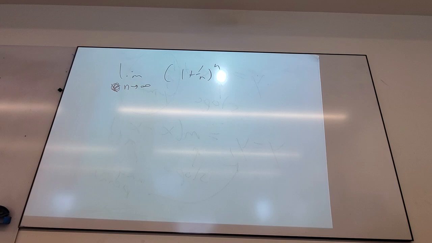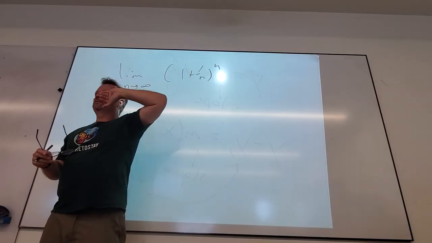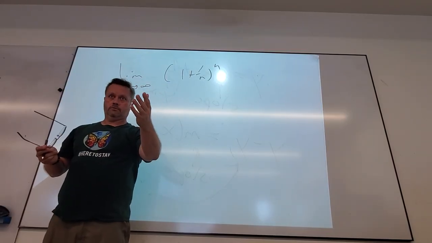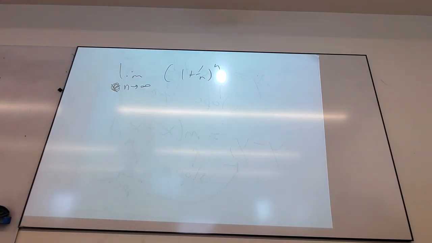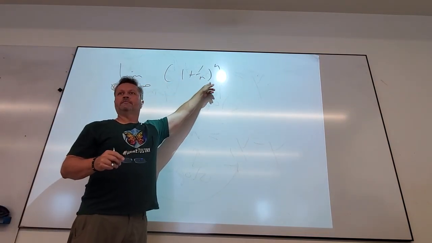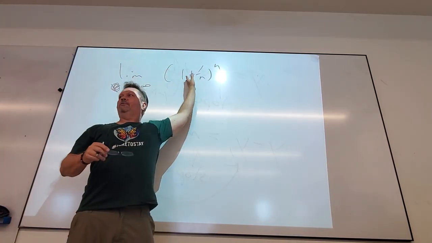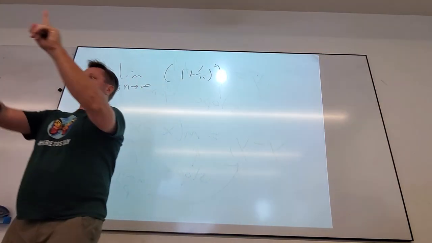Now let me see if you guys are with me on this. If you let n go to infinity, what does 1 over n go to? 1 over infinity, which goes to 0. 1 divided by a big thing and a small thing goes to 0. Does it ever get to 0? No. If this did get to 0, what would be inside? 1 plus 0? 1. And what is 1 to any power? 1. Okay, you guys with me?